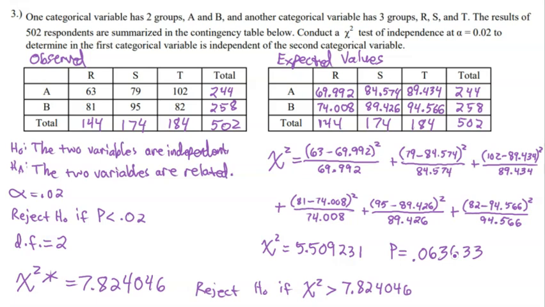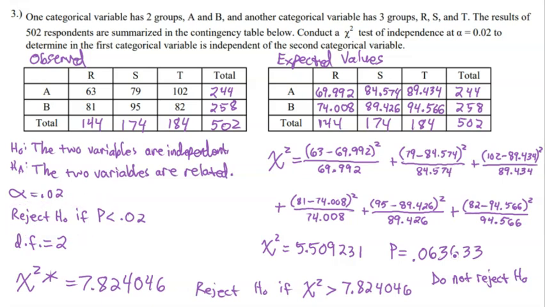Well, there's 2 ways we can make the decision. The first thing we're going to do is we're going to compare the p-value to the alpha. Because look, the p-value has to be less than 0.02. Well, this is 0.06. This is not less than 0.02, and therefore we do not reject H sub O.